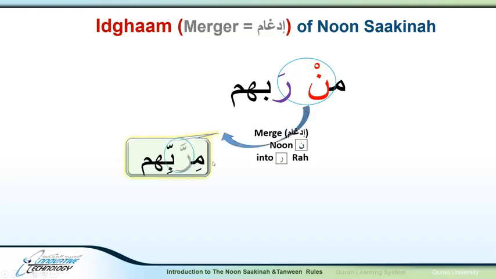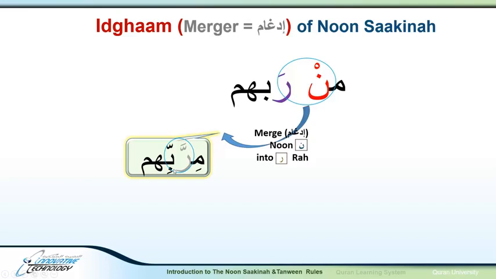So instead of saying min rabbihim, where each of the two letters, the nun and ra, are spelled clearly and independently, the nun would be totally merged into the ra. And that will make the nun disappear. So instead of saying min rabbihim, we'll say mir rabbihim. No nun would be pronounced, only a ra, and the ra will be like a duplicate ra. It has shadda. Mir rabbihim instead of min rabbihim.